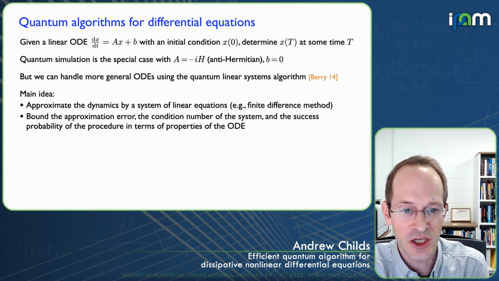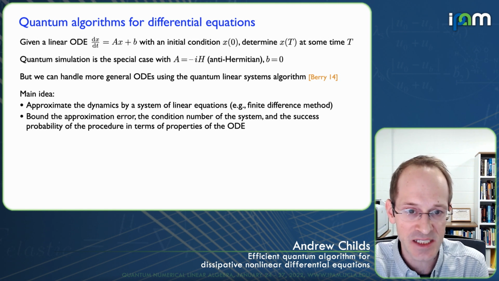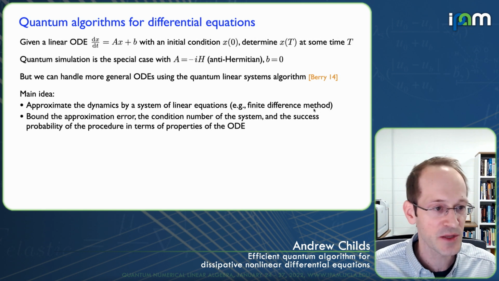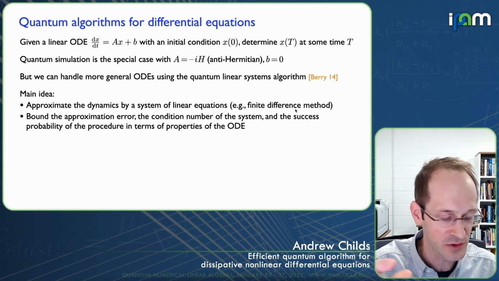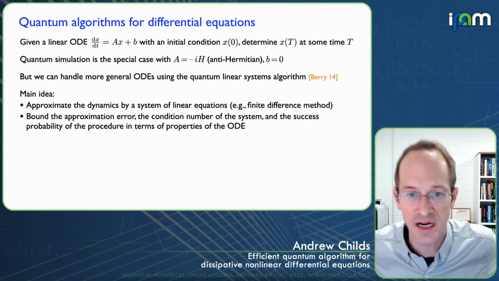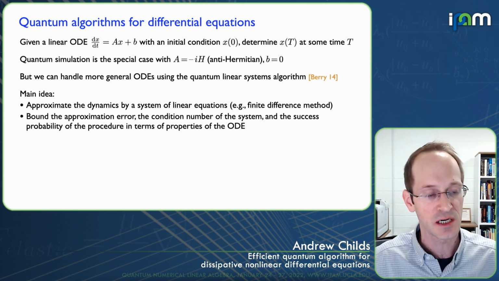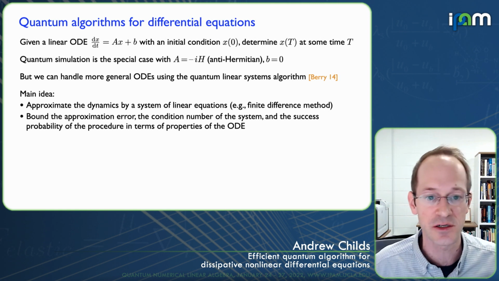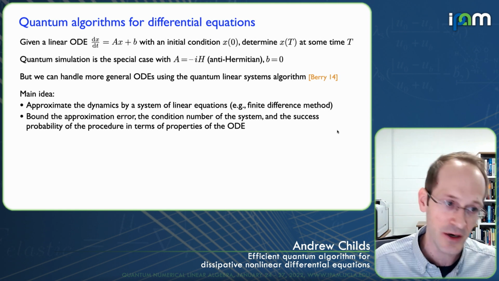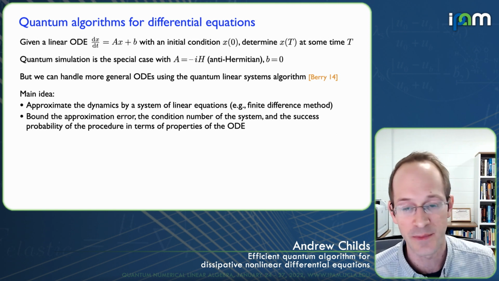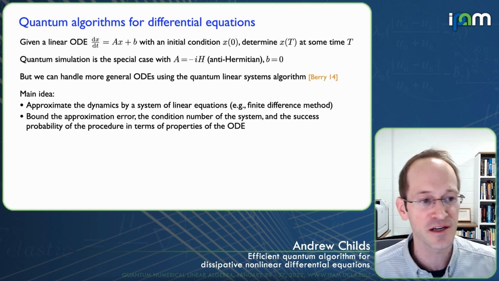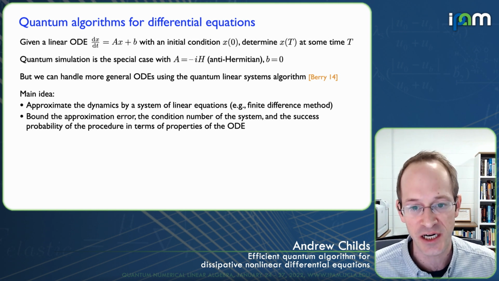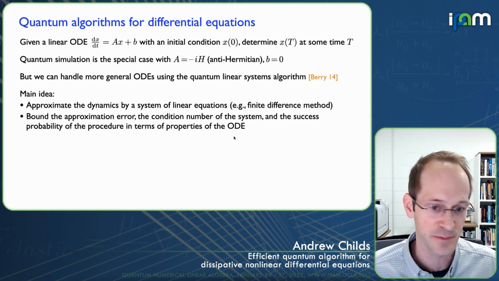So what you can do is approximate the dynamics of this system of differential equations through a system of linear equations using something like a finite difference approximation, where you gradually evolve the system forward in time, and there are linear conditions that tell you how the vector at some slightly later time should relate to the vector at an earlier time. And then, of course, there's some error that's introduced when you make that approximation, and all the hard work in understanding the performance of this algorithm goes into carefully bounding that approximation error as a function of parameters of the system of equations, right?